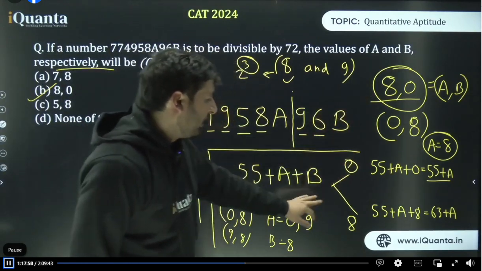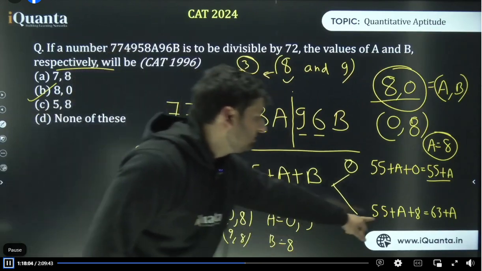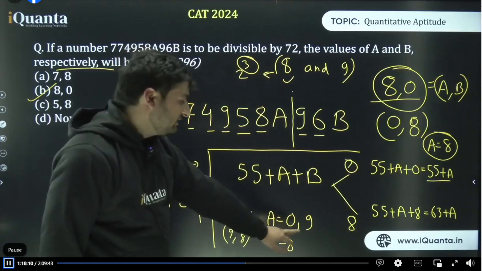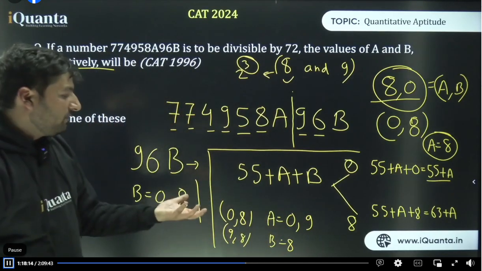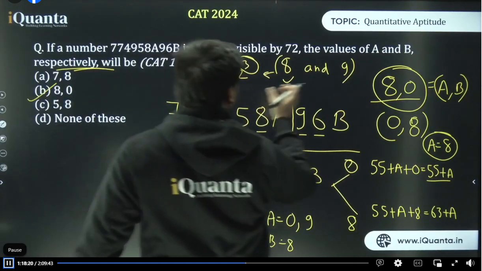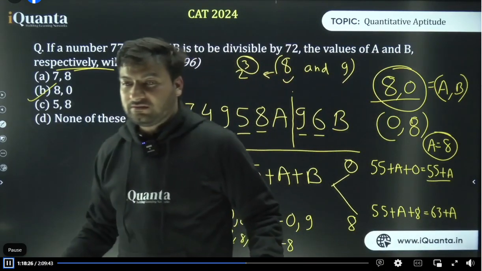एक तो मुझे मिली व्हेन b was 0, a was 8 फ्रॉम हियर, सो आई रोट 8, 0. एंड इन दिस केस व्हेन आई हैड 63 प्लस a, my b was 8 already, right? But I am getting two values for a which are 0 and 9. So we have to write pair of values of a and b. So 0, 8 and 9, 8. Which one is present in the options? Because we are talking about respectively. Values of a and b respectively will be 8, 0. I hope this is clear.